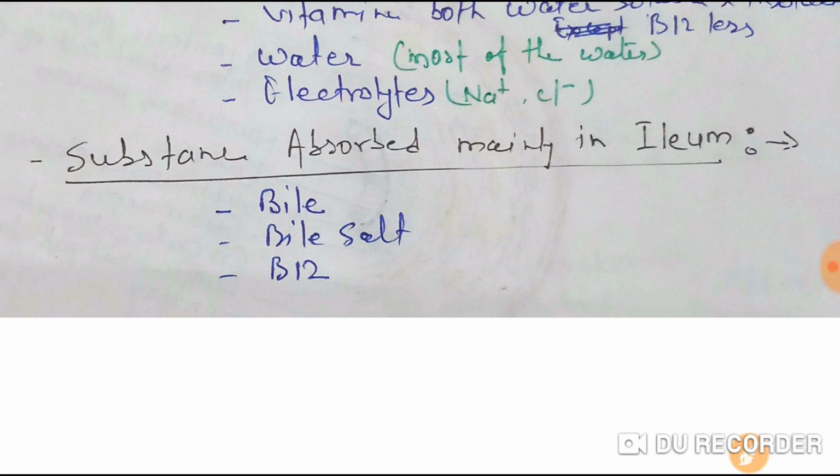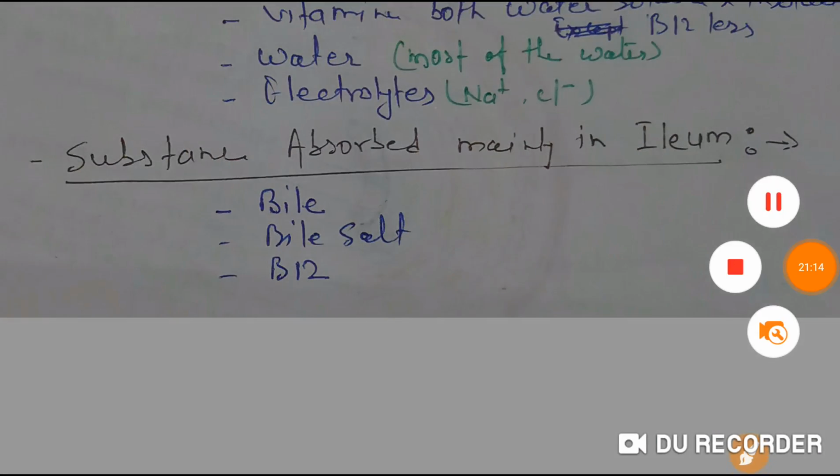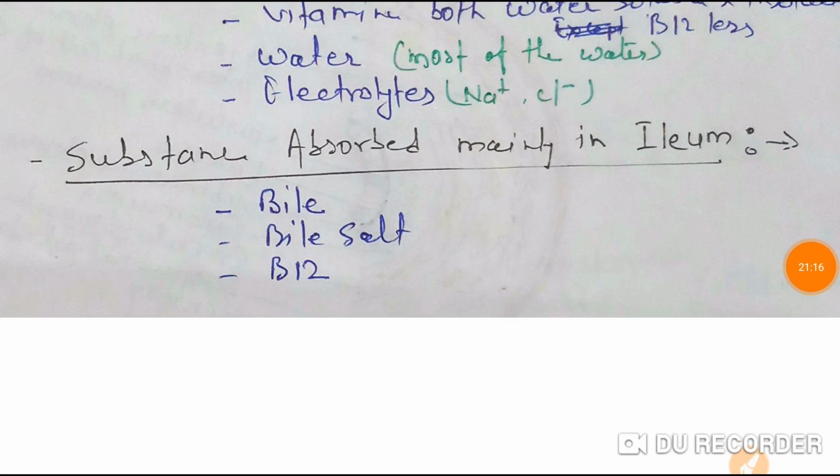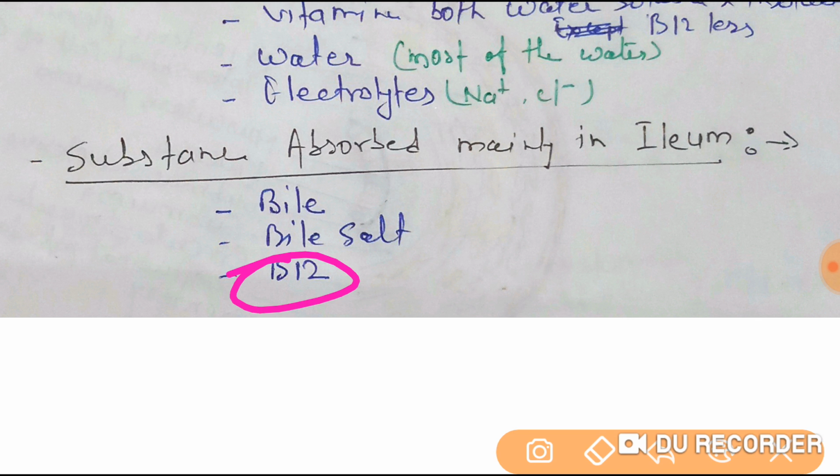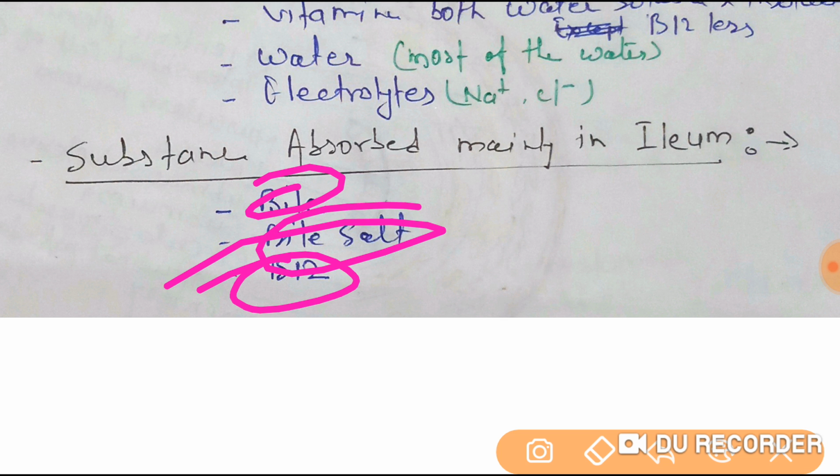Next are the substances absorbed mainly in the ileum, such as bile salt and B12. So the maximum absorption of B12, bile and bile salt takes place in the ileum.